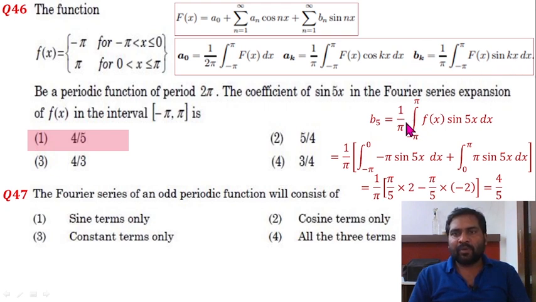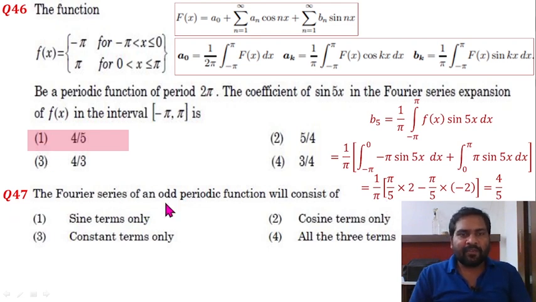Coefficient b5 equal to 1 by pi integration minus pi to pi f(x) sin 5x dx. Break it in two parts, minus pi to 0 and 0 to pi. Minus pi to 0 it is minus pi here and 0 to pi it is pi. Solve it and the answer will be 4 by 5. Option 1 is correct. Question 47.